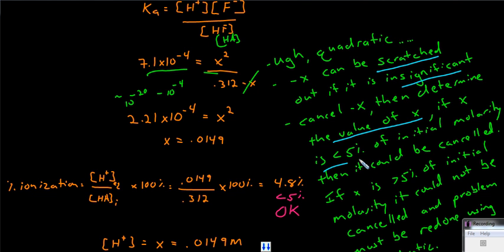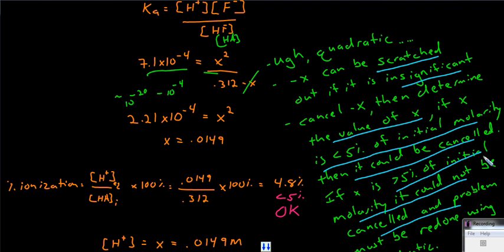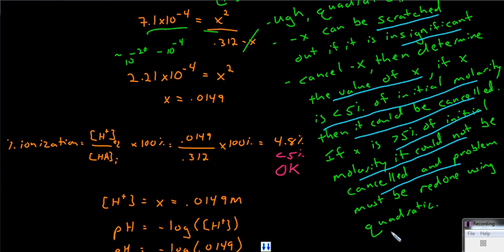If x is less than 5% of the initial molarity, then it can be canceled because it's a relatively insignificant amount. So in this case, cancel out x. All right, so we're able to avoid the quadratic, simplify, we get x is equal to 0.0149. Now here, if x is less than 5% of the initial molarity, then it was able to be canceled. But if it was greater than 5% of the initial molarity, then it could not be canceled, and we must redo the problem by using the quadratic.